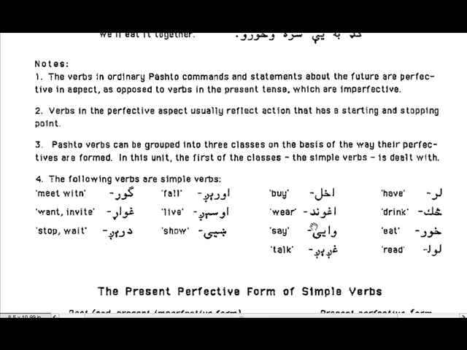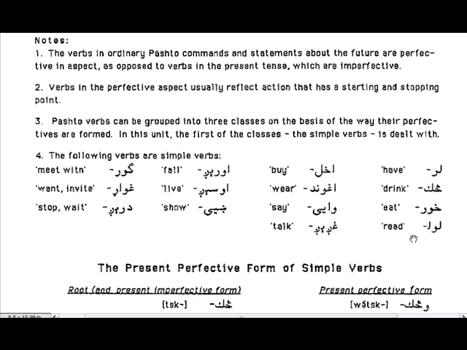Agun means to wear. Wai means to say. Gagig means to talk. Lar means to have. Sik means to drink. Khor means to eat. Lual means to read.